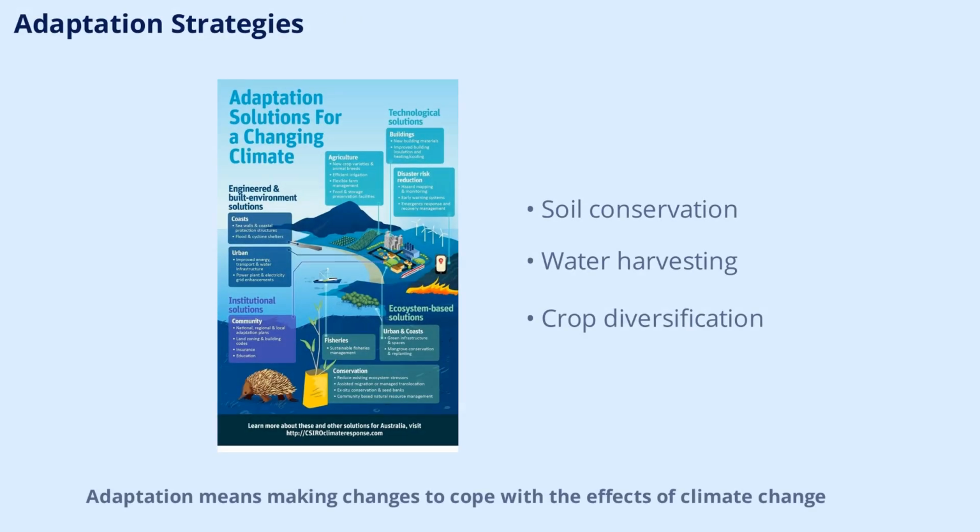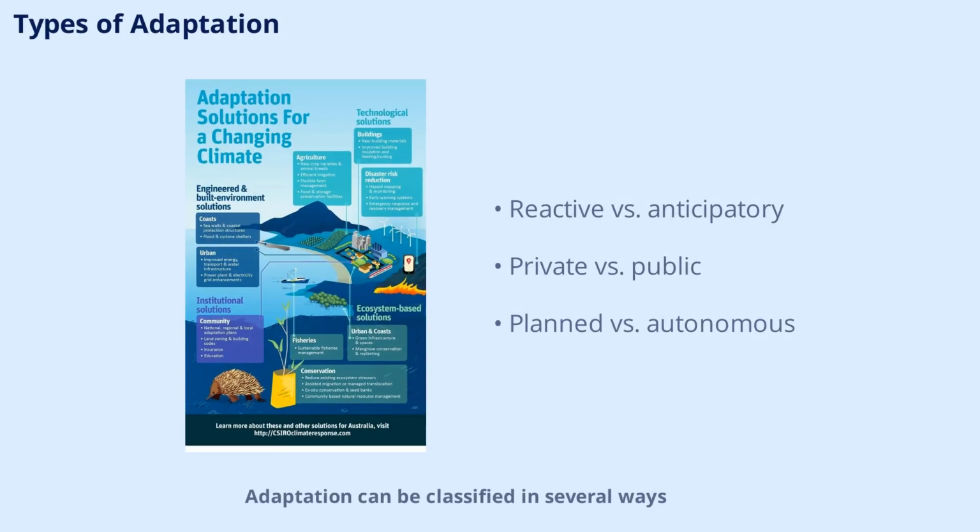Adaptation means making changes to cope with the effects of climate change. In Ethiopia, common adaptation strategies include soil conservation, terracing, water harvesting, crop diversification, adjusting planting dates, planting trees, and using irrigation. These actions help communities manage risks and maintain their livelihoods in the face of changing climate conditions. Adaptation can be classified in several ways.